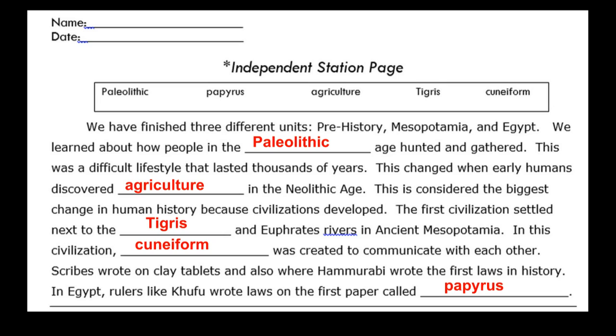The first civilization settled next to the Tigris and Euphrates rivers in ancient Mesopotamia. In this civilization, cuneiform was created to communicate with each other. Scribes wrote on clay tablets, and this is also where Hammurabi wrote the first laws in history. In Egypt, rulers like Khufu wrote laws on the first paper called papyrus. Make any corrections necessary on your page now.